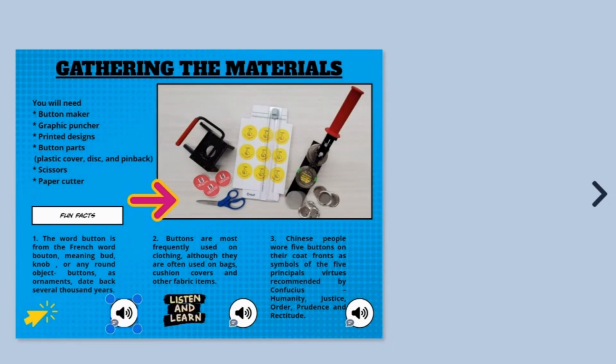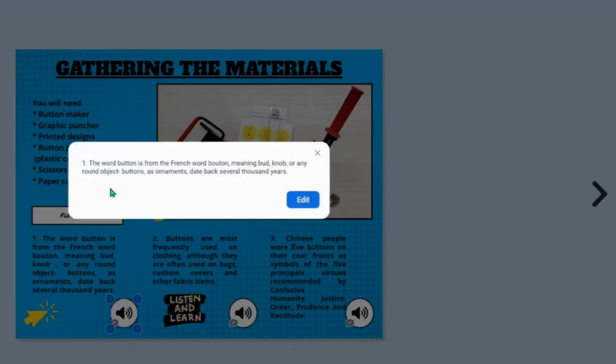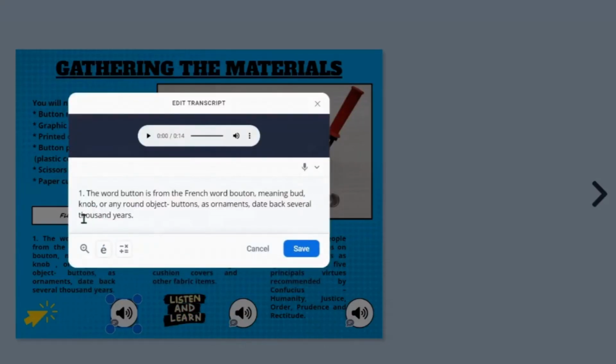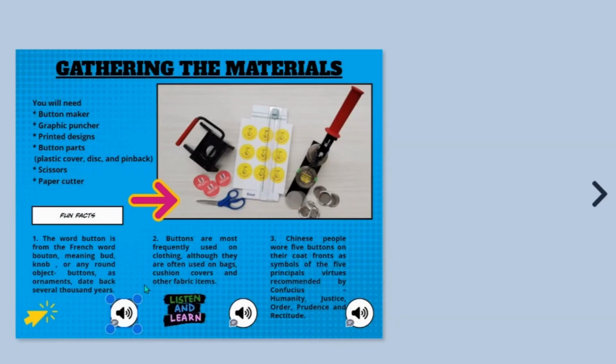So let me show you what the transcript looks like. So here's your audio bite, and then right down here you can click it and you can open the transcript. And this is the transcript. I can also go in there and I can edit the transcript. Right? And then this way I can listen to it as well. The word button is from the French word. So I can replay it and then I can fix the transcript if there's any misspellings or capitals. But actually Book Creator is pretty good.